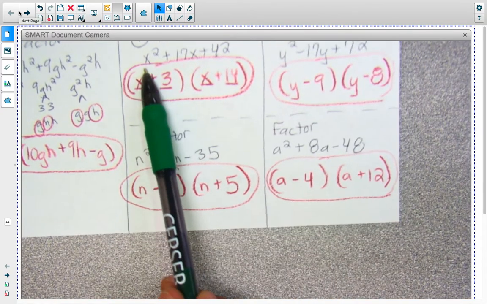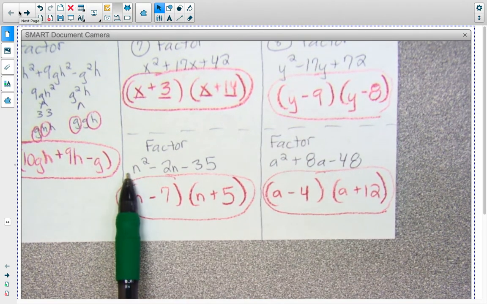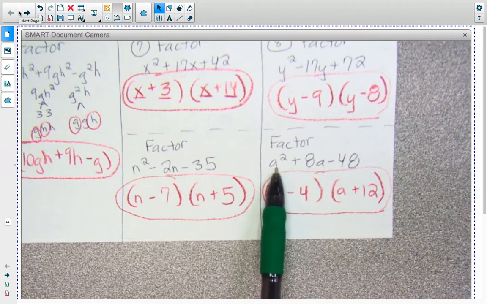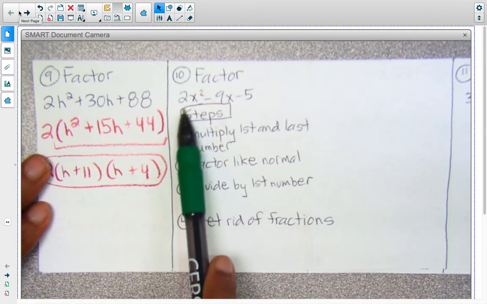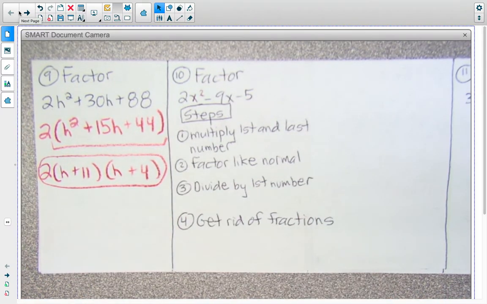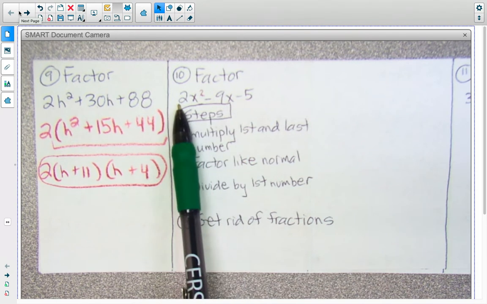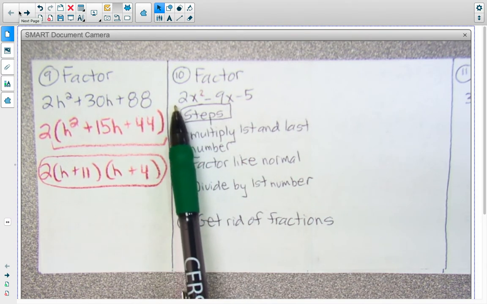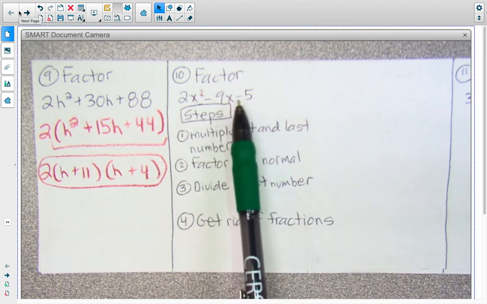On the inside of our foldable, if I look at these, notice all of these were 1x squared, 1y squared, 1n squared, 1a squared. They only had a leading coefficient of 1. Number 10 is different because the first number in that problem is the number 2. So I'm going to have to do a different approach for this one. I'm not looking for two numbers that multiply to give me -5 and add to give me -9, because it's not going to work out that way.